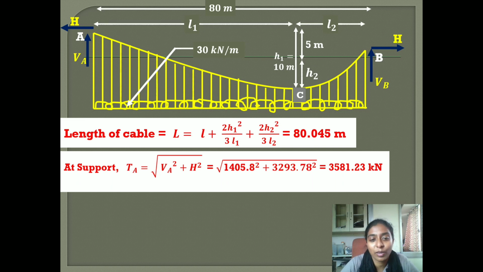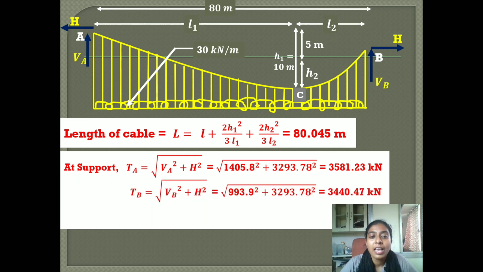You can also calculate tension at A is equal to square root of VA square plus H square. So we get 3581.23 kilonewton. And TB, tension at the support B, is equal to square root of VB square plus H square, that is equal to 3440.47 kilonewton.